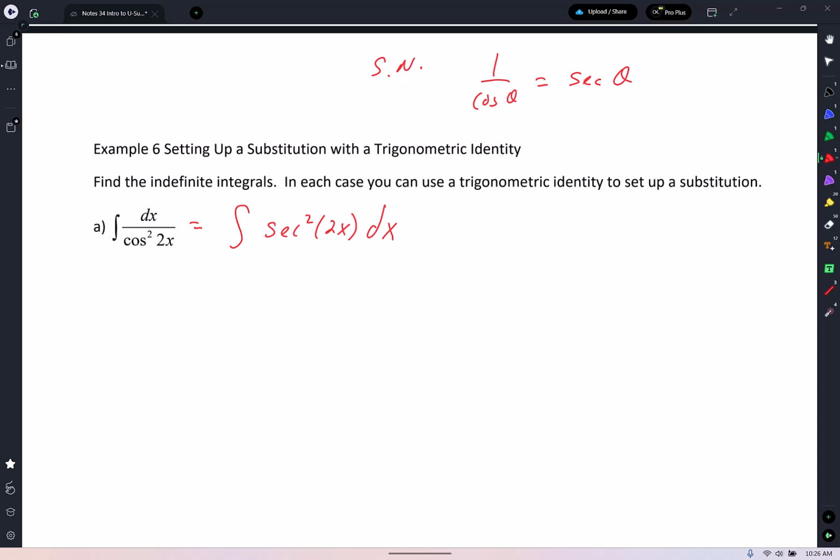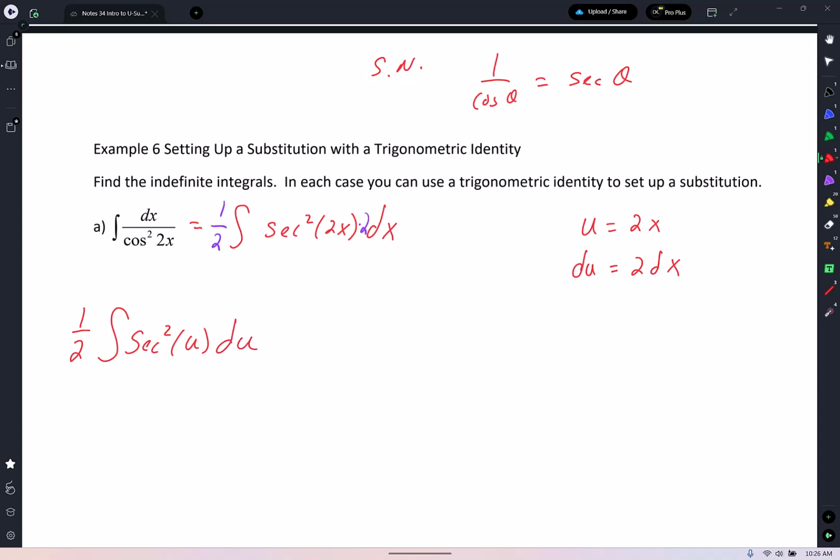But if you don't see it, I'm going to come to the side, and I'm going to say that u equals 2x. If u equals 2x, du equals 2 dx. Nothing crazy so far. I'm going to put a 2 right here. If I put a 2 there, what do I put on the outside? A 1/2. Yeah. You got to balance it out. All right, here we go, guys. 1/2 integral secant squared u du.